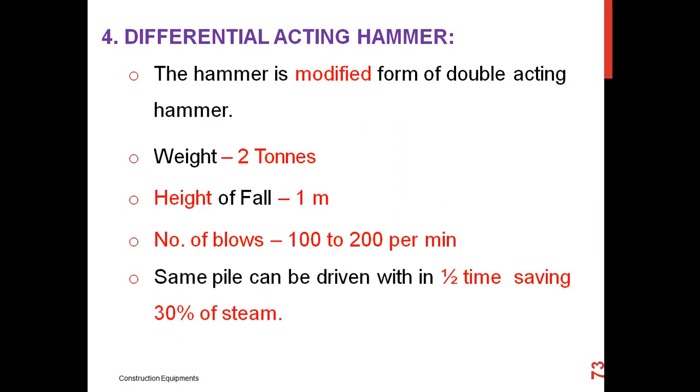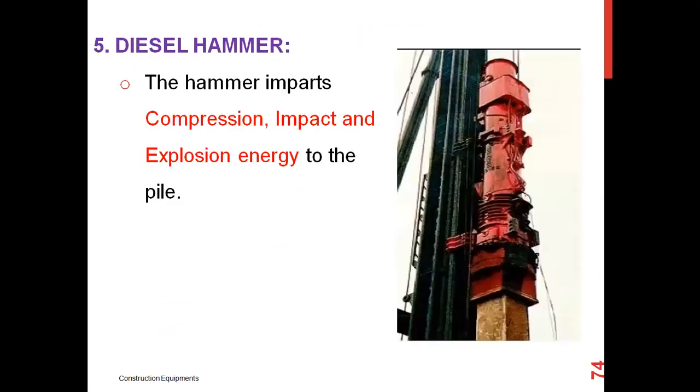Here, the differential acting hammer. The hammer is a modified form of the double acting hammer. The weight is 2 tons. The height of fall is 1 meter. The number of blows on the surface which is to be driven into the earth is 100 to 200 per minute, and the same pile can be driven in half the time, saving 30% of the steam or compressed air.